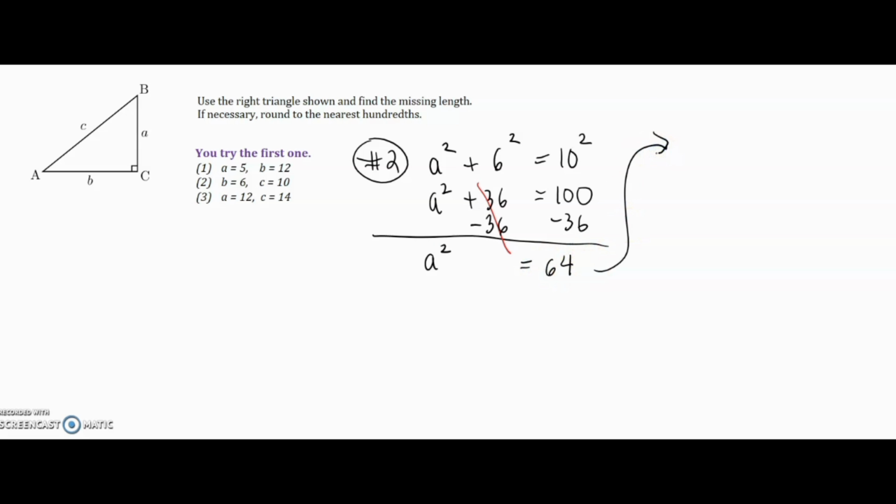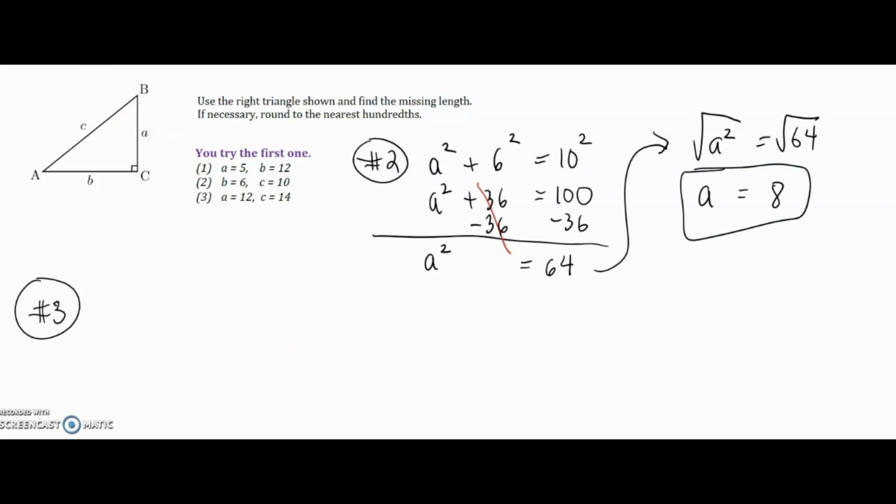So now what I want to do is I want to take the square root of both sides. And if I do that, I'm left with a is equal to 8. Remember, I'm using the primary root. For the third one, I'm missing b, but I'm given a and c.